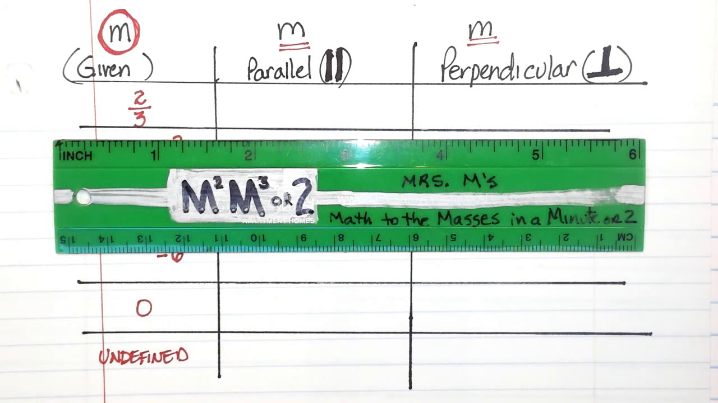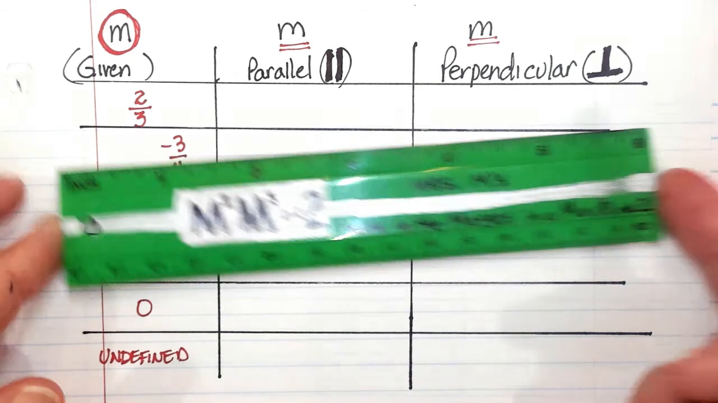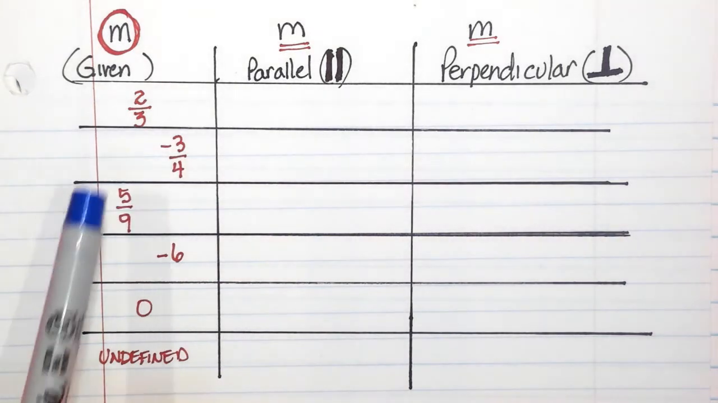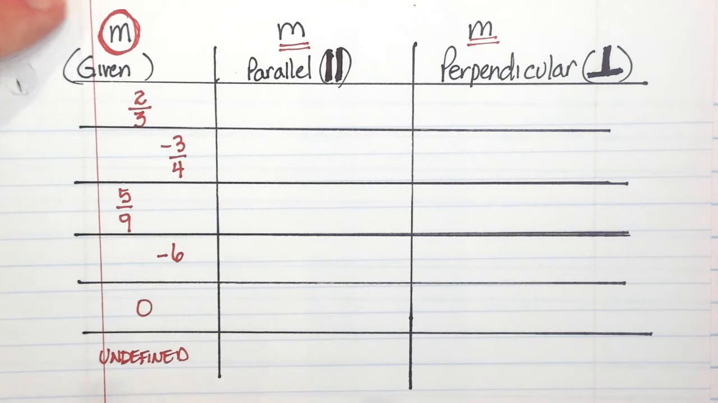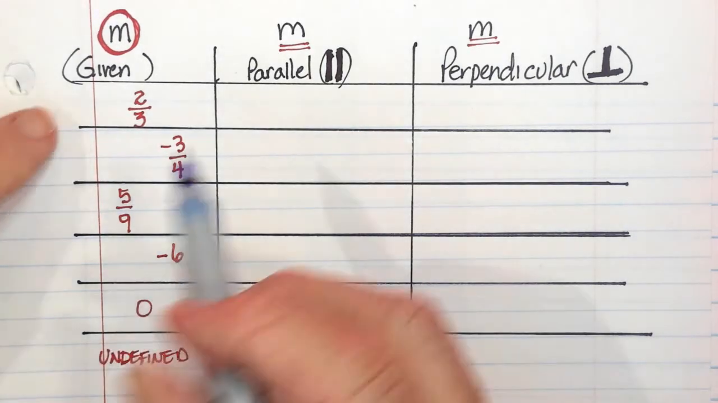In this segment of Mrs. M's Math to the Masses in a minute or two, we're going to talk about the slopes of lines which are parallel or perpendicular. So on this chart, randomly are some slopes that could be the value of m in an equation. Let's see what the slope of something parallel to that would be.